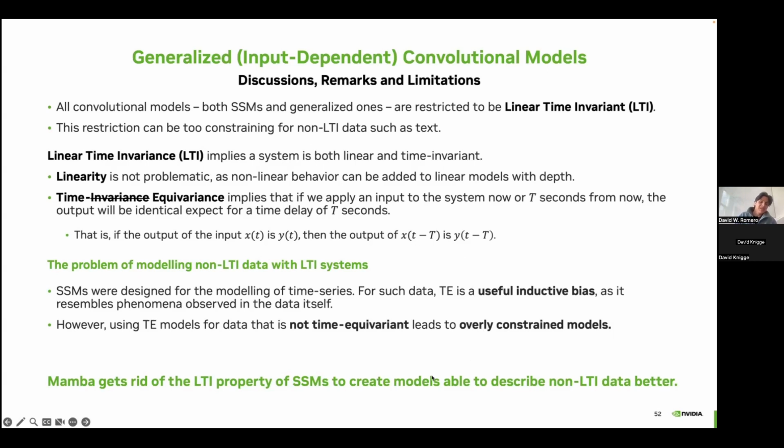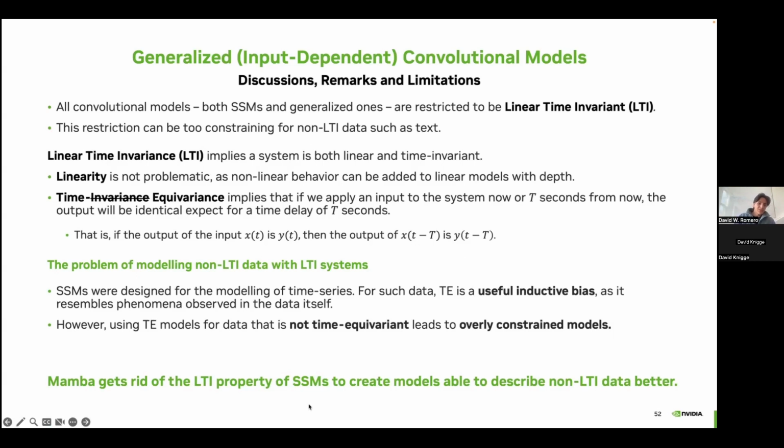The problem is that if you use convolutional models or SSMs for problems that are non-LTI, then you're going to have an overly constrained model, because you're using an LTI model to model things that are non-LTI. There is always going to be a gap between the family of functions that you want to approximate and the family of functions that you're actually using.